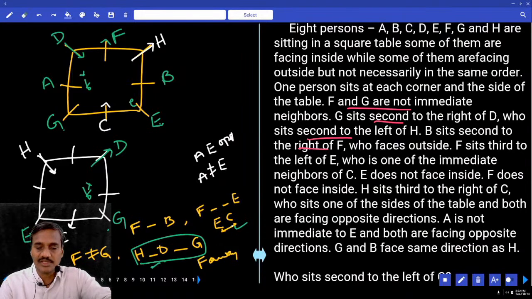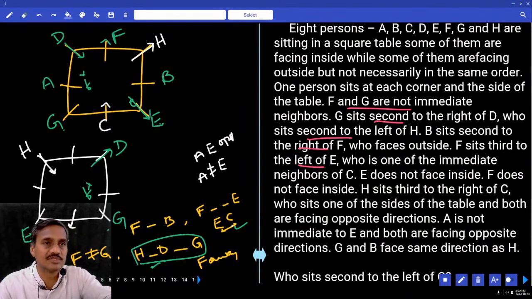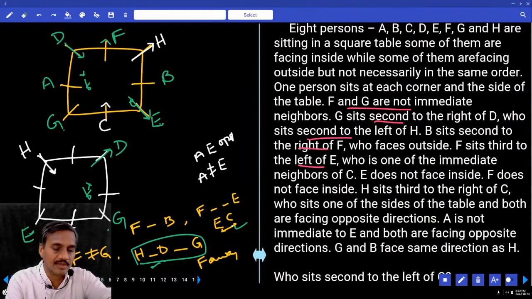And next one, F sits third to the left of E. F is seated third to the left of E means E must be away from the center. And A and E are facing opposite directions. F sits third to the left of E. And 1, 2, 3, F will be here. Third to the left is there. Then F will be away from the center.